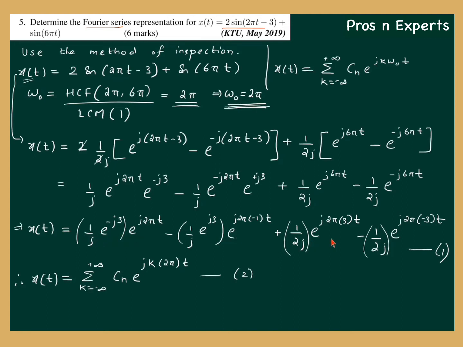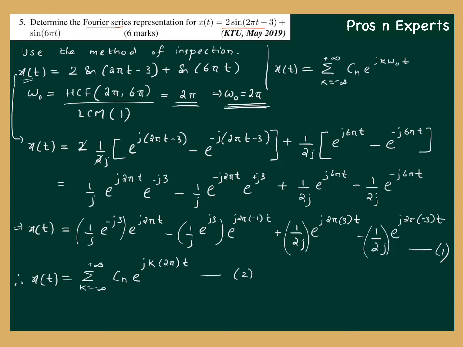Every term in equation number 1 has a complex exponential signal scaled by a scalar value, maybe complex, no problem, but it is a scalar value. This term also has a complex exponential signal. This is a signal part because there is a t in it, and it is scaled by a constant. So whatever be the coefficient of this signal, that will be Cn. That's what we get by inspecting these two equations. So whatever be the coefficient of the signal becomes my Fourier series coefficient Cn.